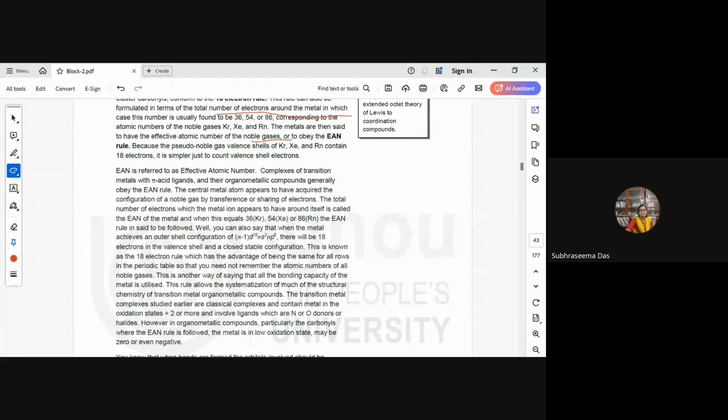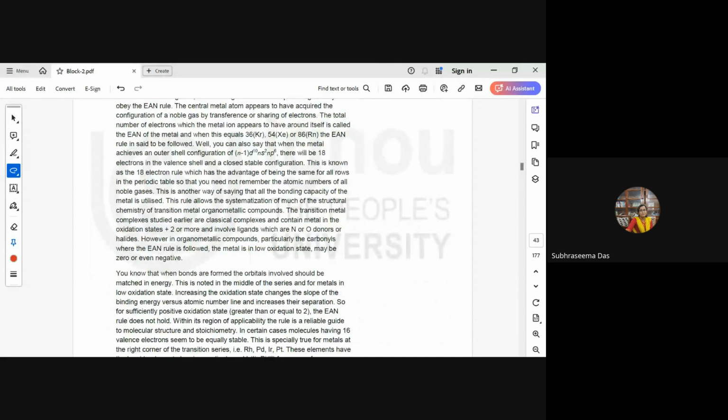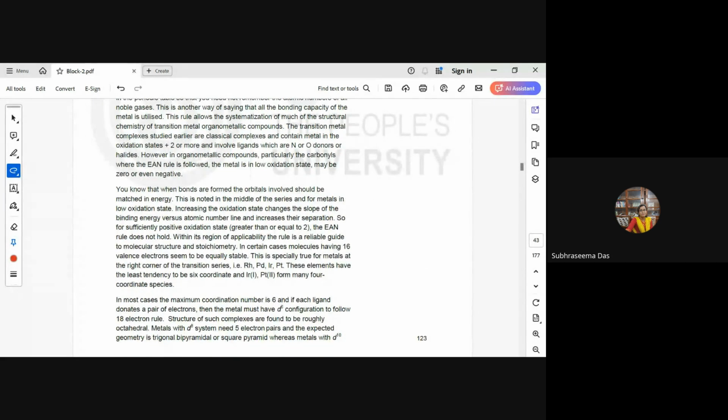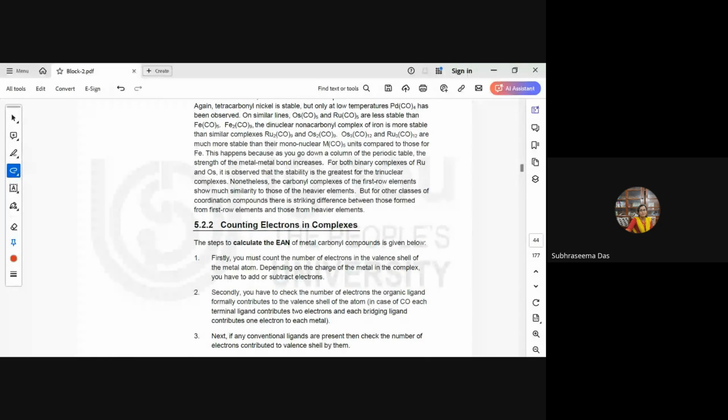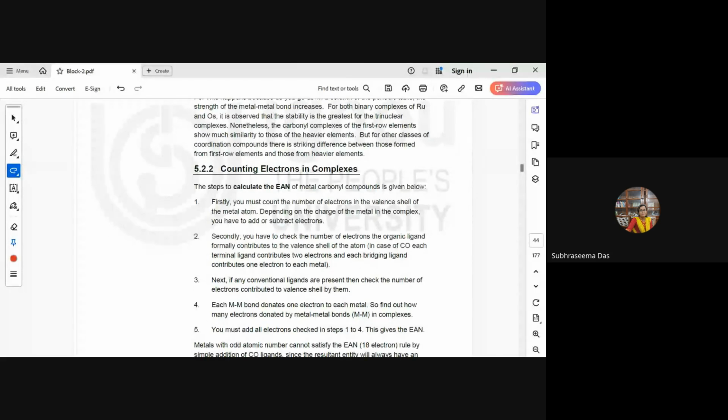The total number of electrons is calculated by considering the number. There are actually a few rules that we need to follow for the calculation of the effective atomic number. For counting electrons in complexes, five basic steps are listed below. First, for the calculation of the EAN, we must know the number of electrons present in the valence shell of the metal atom. This is the first step.